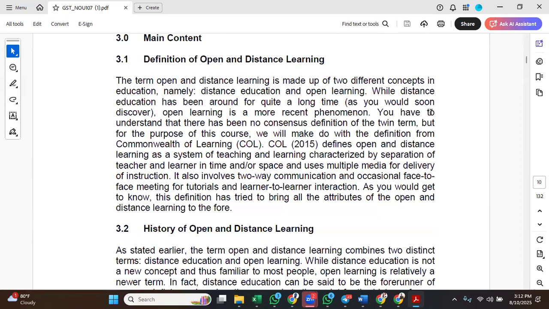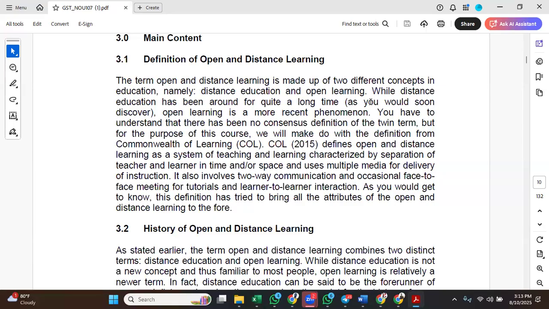And please, like I've mentioned earlier, pay close attention to abbreviations. If you jot down those abbreviations, then learn them by heart. Now, the term open and distance learning is made up of 2 different concepts in education, namely distance education and open learning. Now, the thing is, Open University combines the two.